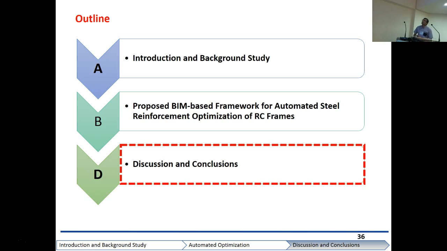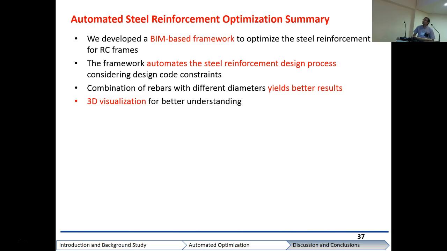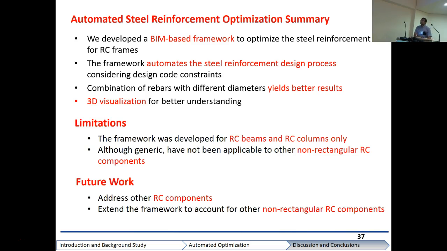So let's go to the final part, that's discussion and conclusion. In this work we developed a BIM-based framework to optimize the steel reinforcement for RC frames. The framework automates the overall steel reinforcement design process. It also addresses the limitations of past research to yield better solutions, and it also considers 3D visualization for better understanding. Still, this work has some limitations, that is, it was only developed for RC beams and RC columns, and it was not tested for non-rectangular RC components. So we will try to address other RC components in future, and we will also try to extend our framework to account for non-rectangular RC components.